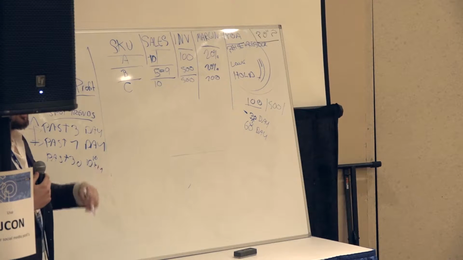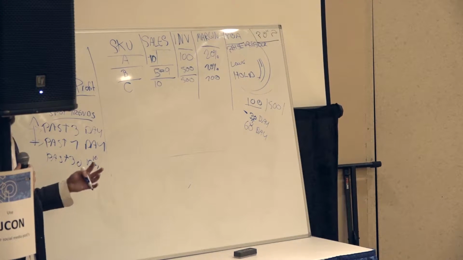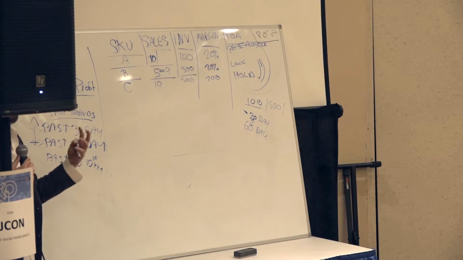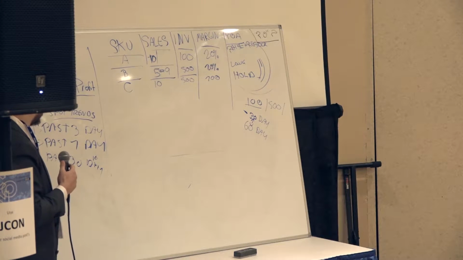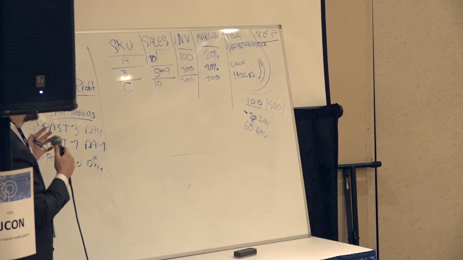Past 7 is going to give you the entire week, right? So it's going to include the slow weekend. It's going to give you a really good sense of what my weekly sales rate is. And past 30 is going to give you a good sense of what this SKU has done over the past month.